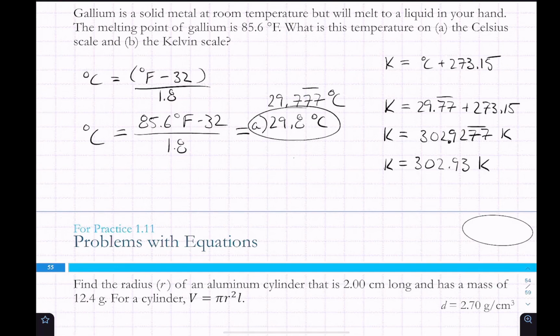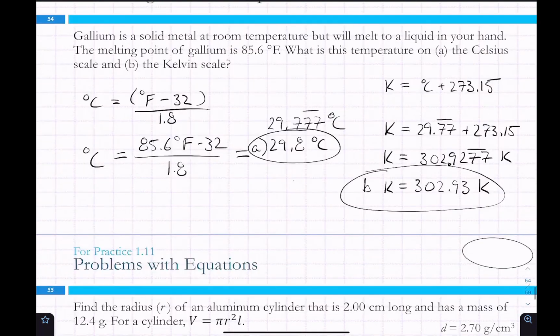302.93 Kelvin. So it'll be B. And for Kelvin, it's not degrees Kelvin, it's just Kelvin. That's the unit.